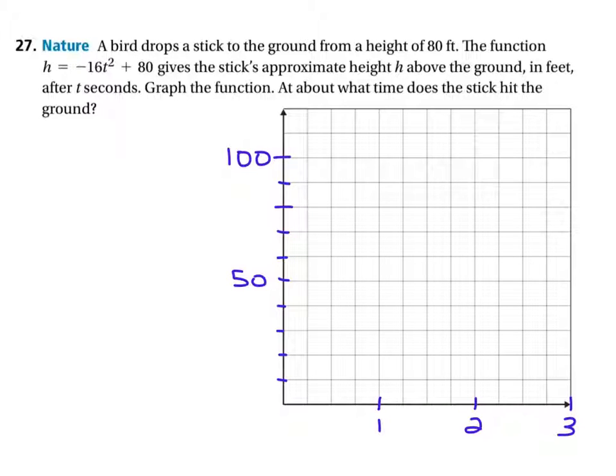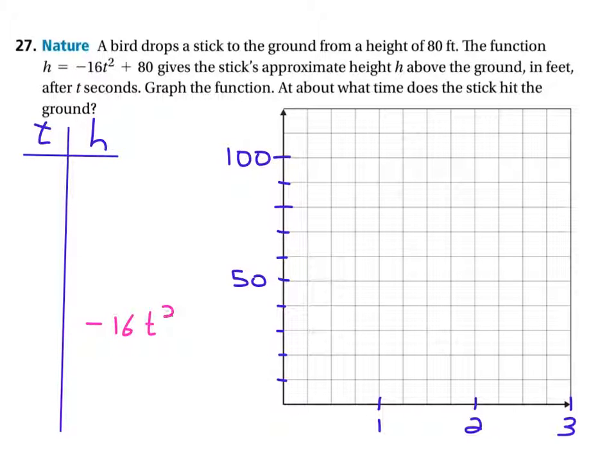So let's make a table. Here's x. Actually, no, not x. t is the time, and h is the height. So I'm going to write over here, I'll do it down here maybe for calculation's sake: negative 16 t squared plus 80.